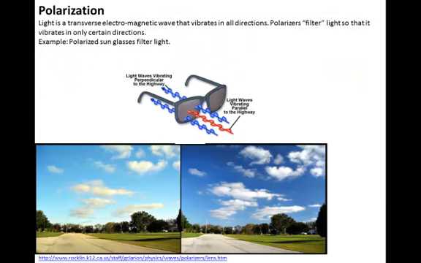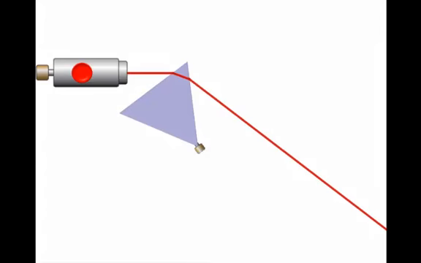So as was mentioned in the example previously, light is a transverse electromagnetic wave that vibrates. Polarizers filter the light so that it vibrates in only certain directions. An example of this would be polarized sunglasses that filter light. This effect is called dispersion.